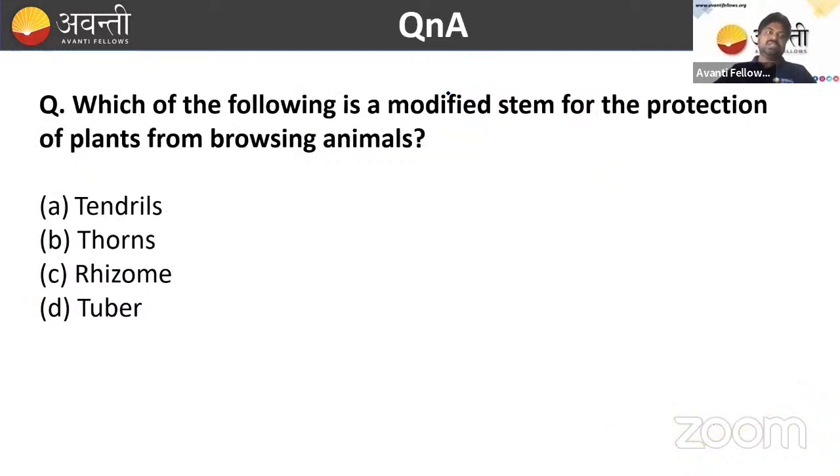Here is question number 3. Which of the following is a modified stem for the protection of the plant from the browsing animal? The options are: option A tendrils, option B thorns, option C rhizome, and option D tuber. You have 1 minute to solve this question.